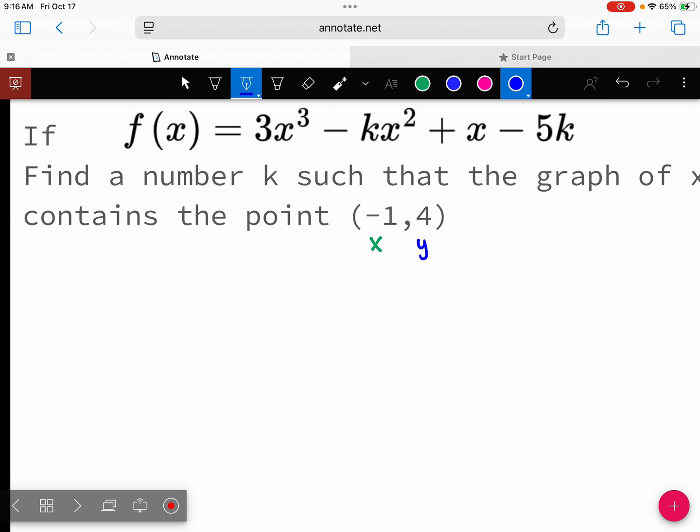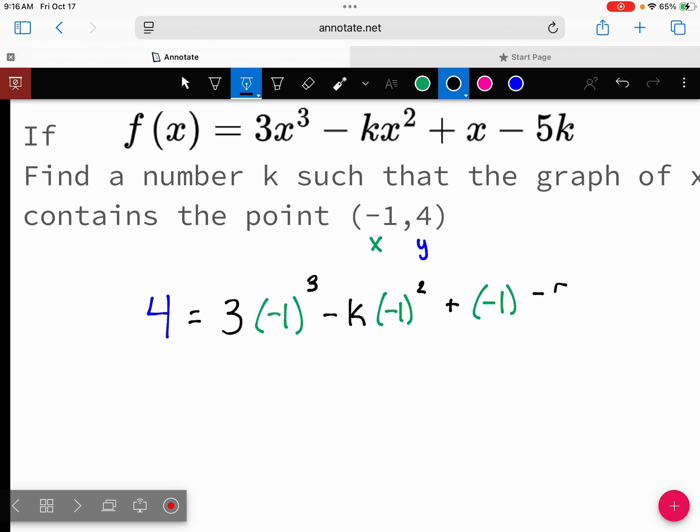So we can set up this equation as 4 equals, because that's my y value, 3 times our -1 cubed, minus k times -1 squared, plus our x again, there's that -1, minus 5 times our k, not x. So they have this most of an equation. Not all of it, most of it.